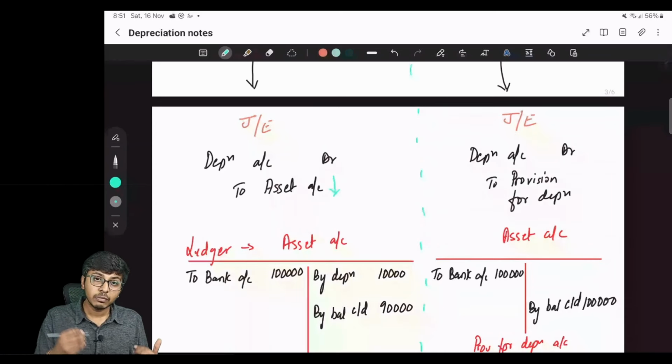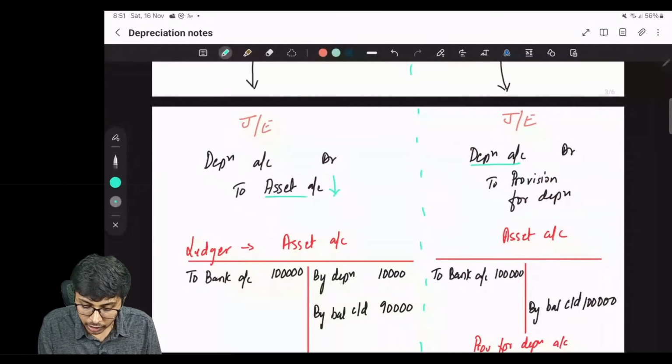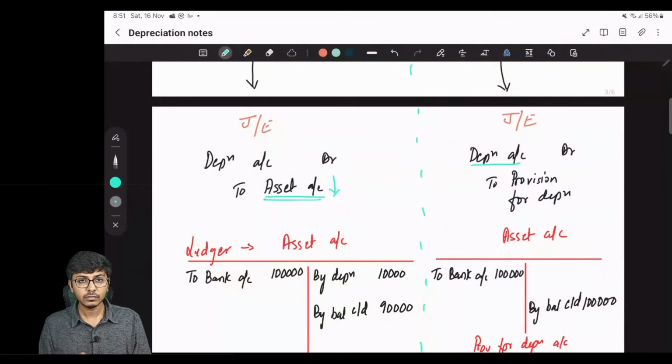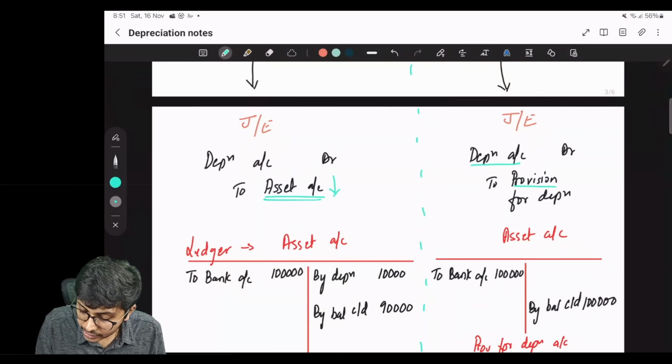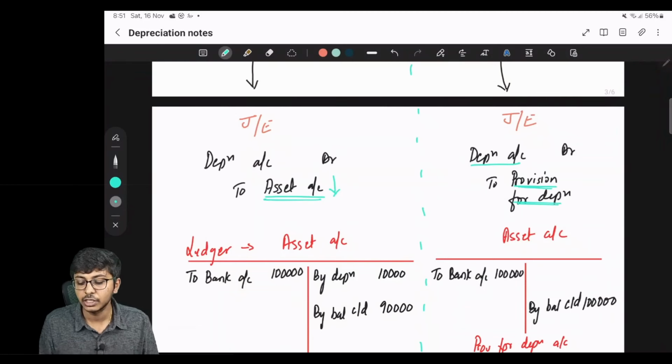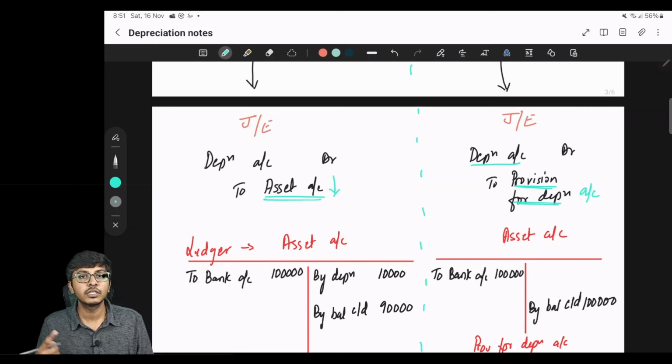Whereas if you maintain provision for depreciation, this entry will change a bit. Depreciation account debit will remain the same because that is an expense that has to be debited, that will not change. But what will change is you will not reduce the asset. Instead, you will credit something called provision for depreciation account. You got it, very simple.